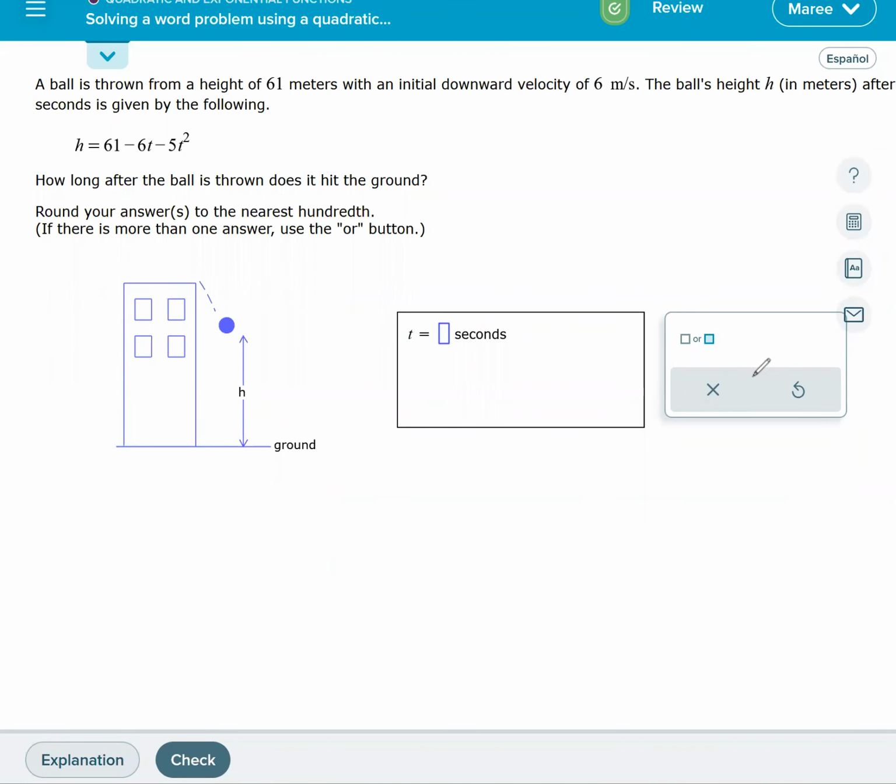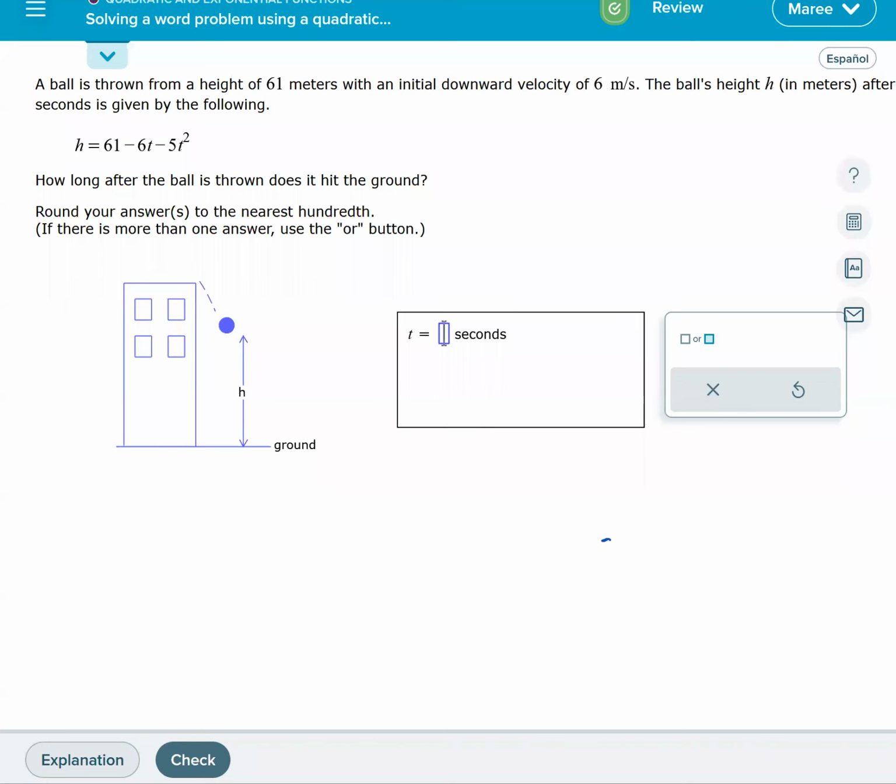This topic is called solving a word problem using a quadratic equation with irrational roots. So in this problem, they're saying that a ball is thrown from a height of 61 meters with an initial downward velocity of 6 meters per second. The ball's height in meters after t seconds is given by the following: h equals 61 minus 6t minus 5t squared.